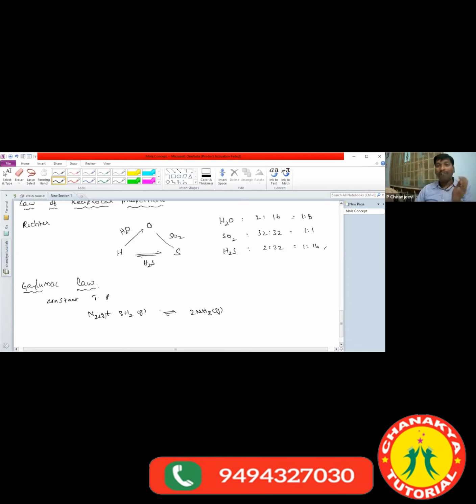And Avogadro's law is also like that. What is Avogadro's law? Equal volumes of gases contain an equal number of moles. For example, V is equal to N, we can write. That means equal volumes of gases contain an equal number of moles. That is explained by Avogadro's law.